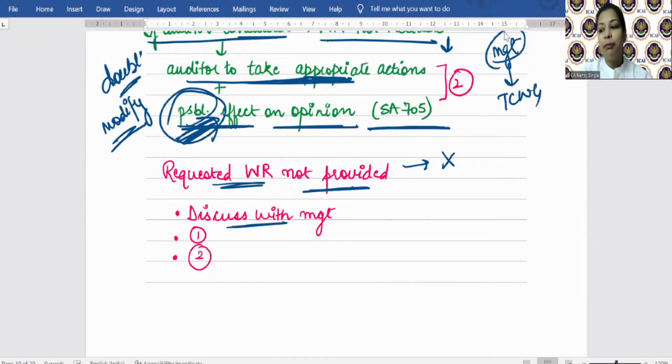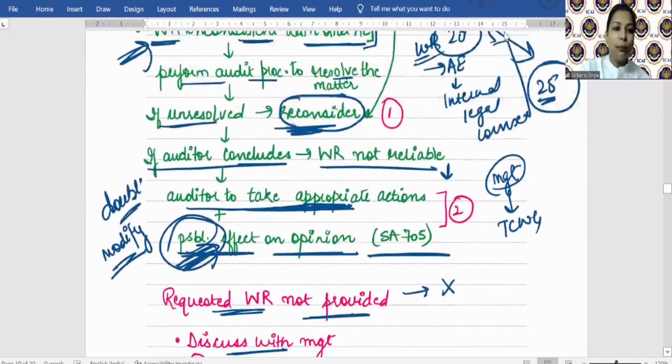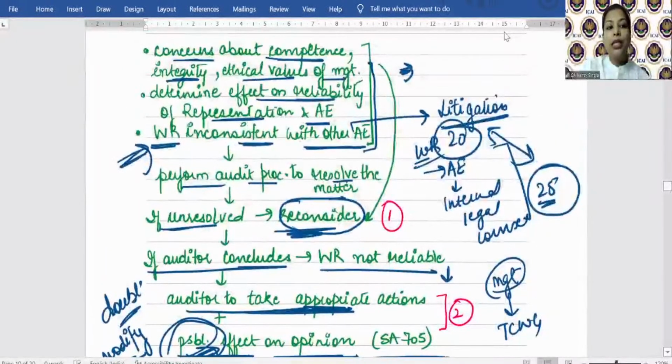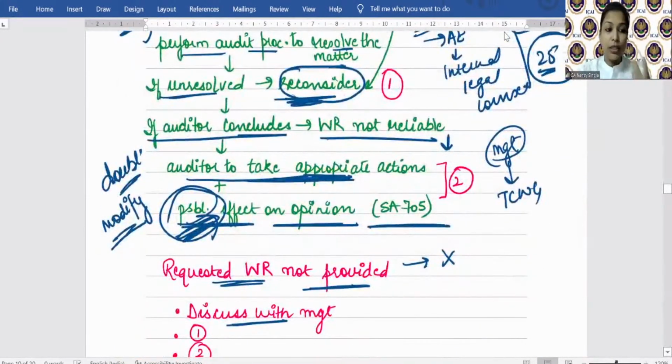Discuss with management what the matter is. After the discussion, if management still doesn't agree, then step number 1 and 2: reconsider the concerns about competence, integrity, ethical values of management and determine the effect on reliability. And the second step is what? The auditor to take appropriate action, that is, consider the possible effect on the opinion, SA 705.